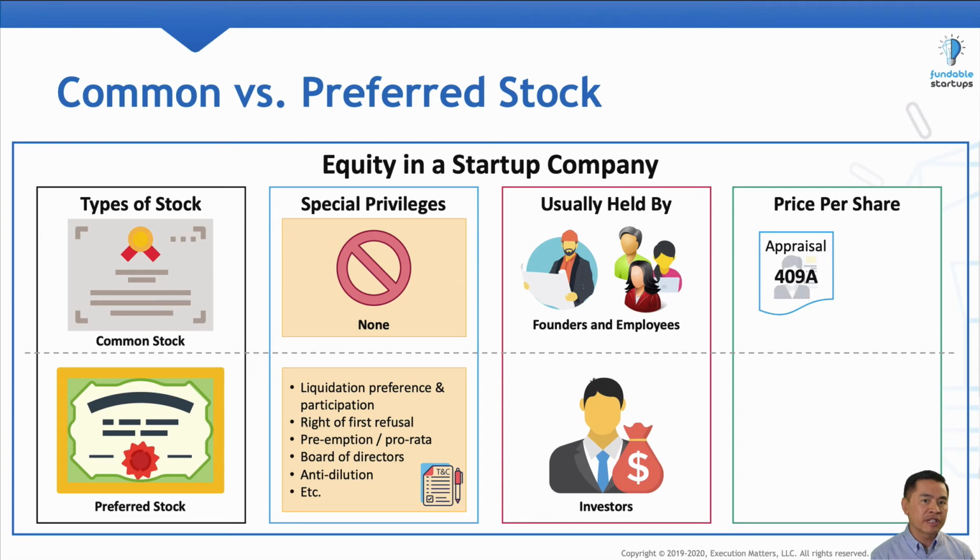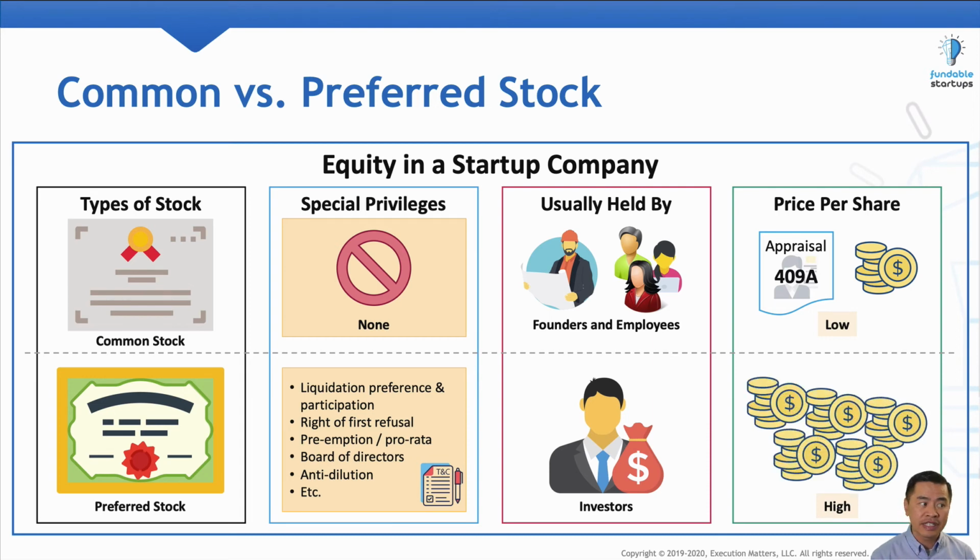Because of the extra privileges that preferred stockholders get, it's normal for the share price of preferred stock to be much higher than the lower share price of common stock. If the price of one share of common stock is $1, then it's not unusual for the price of one share of preferred stock to be $5, $6, or even $7 per share. The exact ratio of the price of preferred stock to common stock is a complex topic that's beyond the scope of this training class. Hopefully, this provides you with a general overview of the characteristics of common and preferred stock in a startup environment.